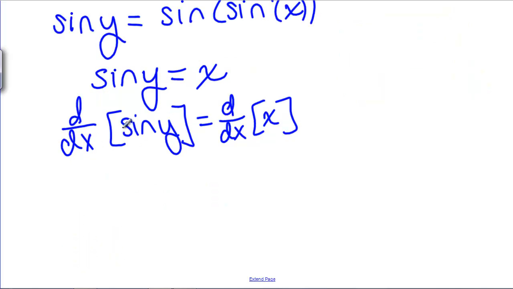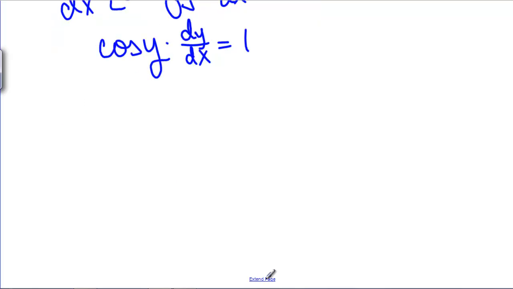Well, d/dx of sine of y: the derivative of sine of y is cosine of y. And then we have to multiply, using the chain rule, by dy/dx. And the derivative of x in terms of x is just 1. So solving for dy/dx, we get that dy/dx is equal to 1 over cosine of y.